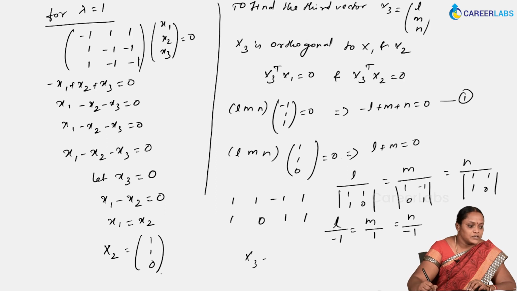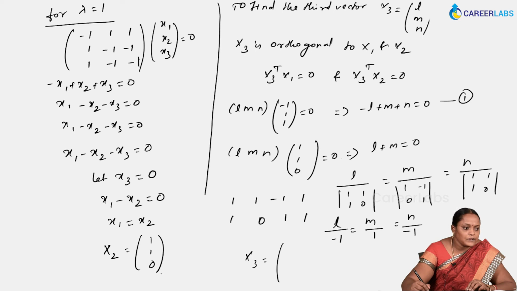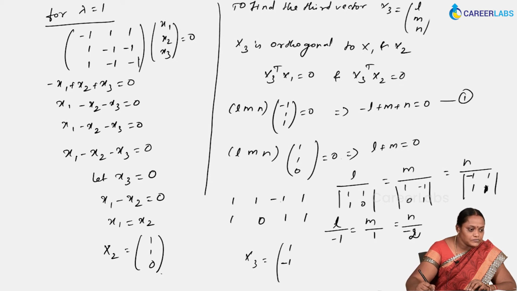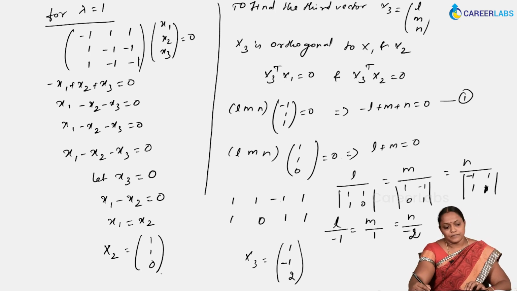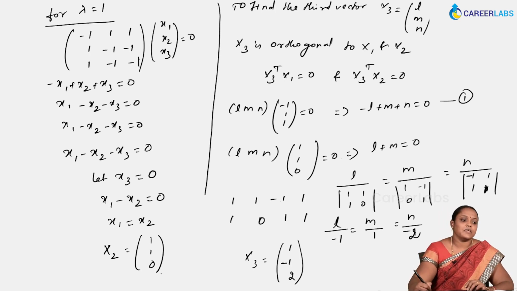Therefore, the third vector x3 is nothing but, just take it again. For n it is minus 1, 1, 1 and 1 here. So this will be minus 1, this is minus 2. When you multiply this by a negative sign, you will get the value as 1, minus 1 and plus 2. Either you can keep it like this itself, or you can multiply it by a negative sign and take it as 1, minus 1 and 2.